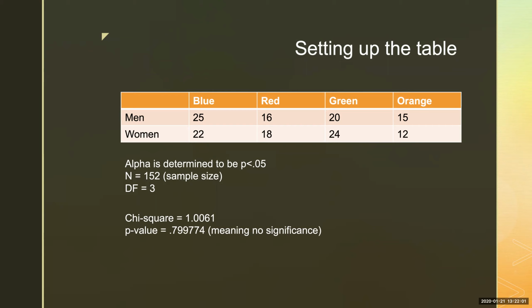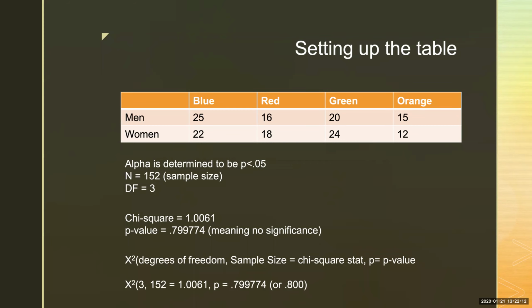And if we were going to actually report this number it would be x squared. You're going to report the degrees of freedom, the sample size, the chi-square stat, and then the p-value. So it would look like this. Chi-squared (3, 152) equals 1.0061. P is equal to 0.799, or you could say 0.800, rounding that up.